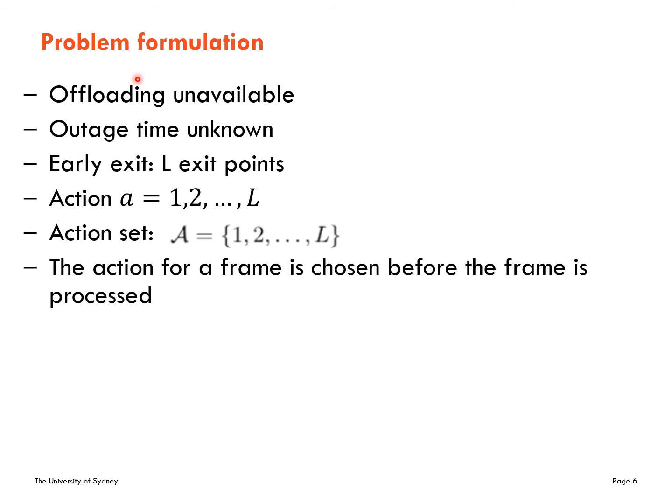Now let's come to the problem formulation. We first say our problem is when offloading is unavailable and the service outage time is unknown. Say we have L exit points in total, and each action represents the exit point that you want to use. For example, if we use action 2, we want to use the second exit point. By putting all of the actions together, we have an action set A. And the action is chosen before the frame is processed.